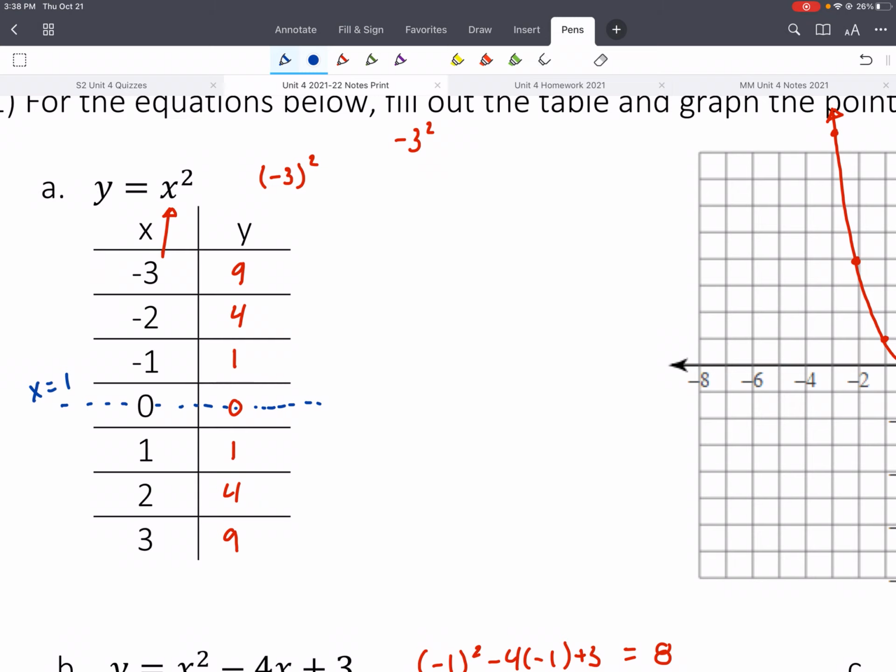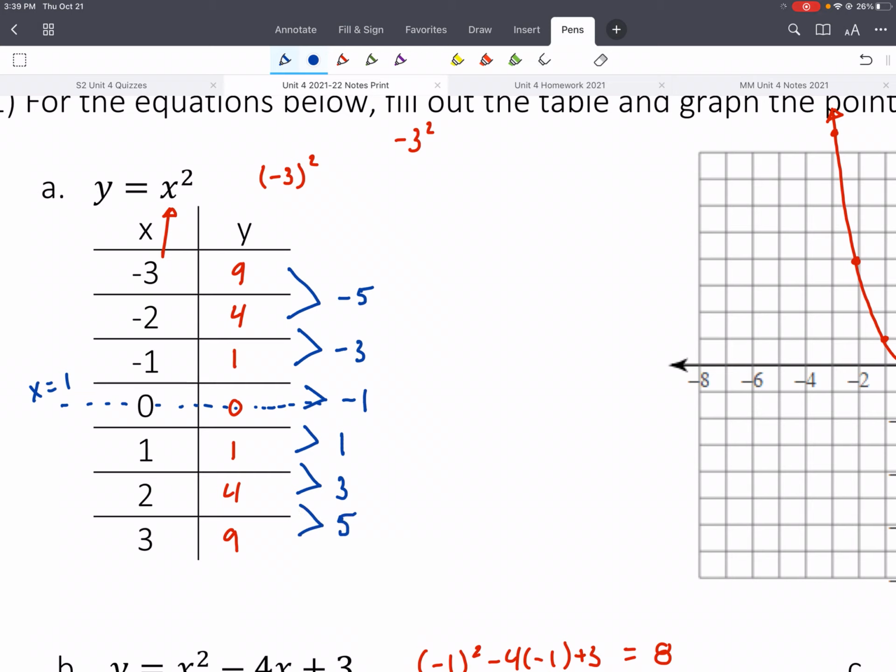So we're just going to set that on the side, and we're only going to look at the difference of the y's. To find the rate of change, we do our second number minus our first. So 4 minus 9 gives us negative 5. And we can keep going, and we'd end up getting negative 3, negative 1, 1 minus 0 is 1, 4 minus 1 is 3, 9 minus 4 is 5.